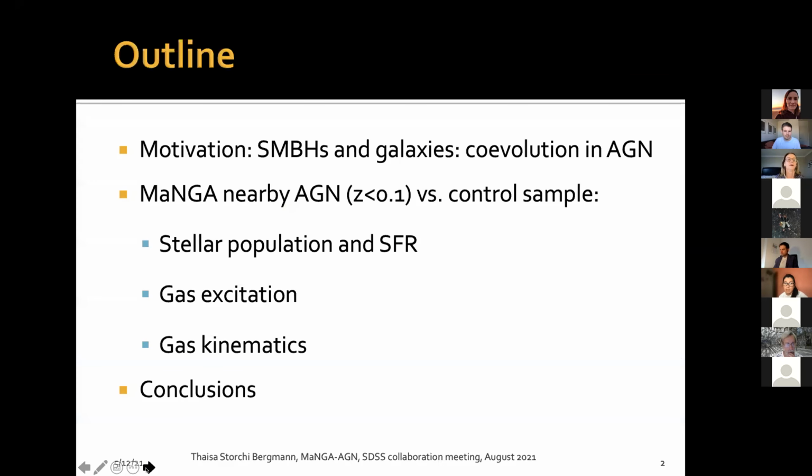Okay. So the outline is we'll talk about the motivation, and then I'll talk about the sample that comprises nearby AGN in MaNGA and a control sample. Then I'm talking about the stellar population and star formation rate, gas excitation, gas kinematics, and conclusions.